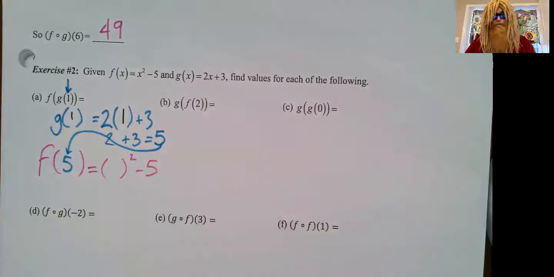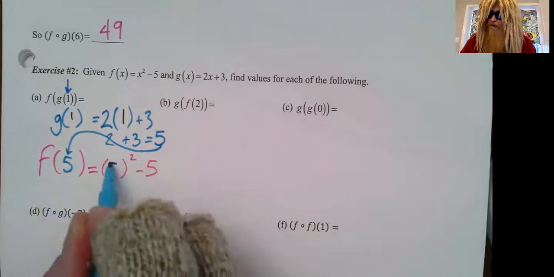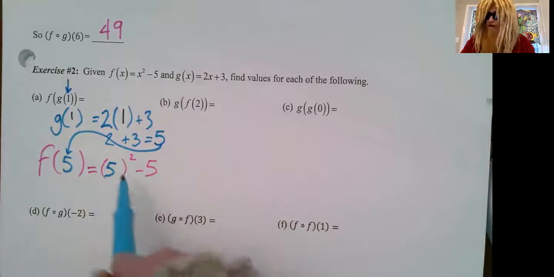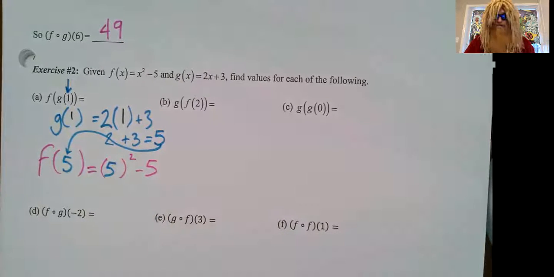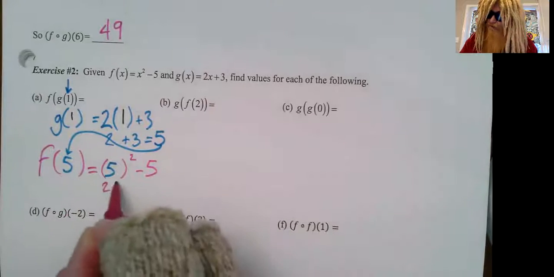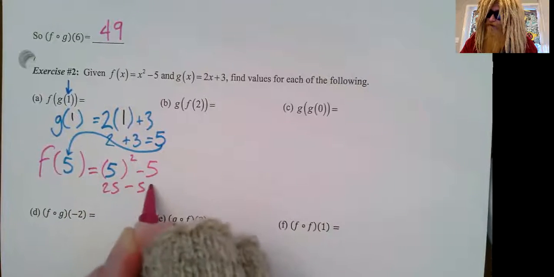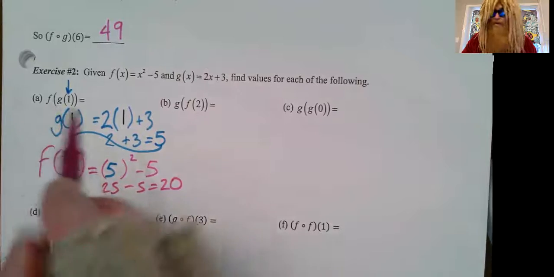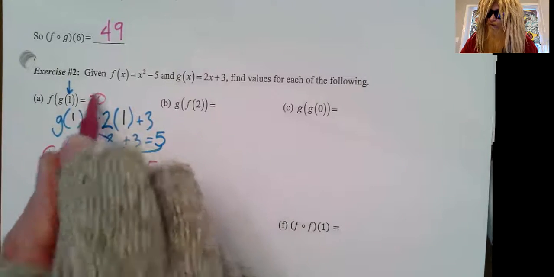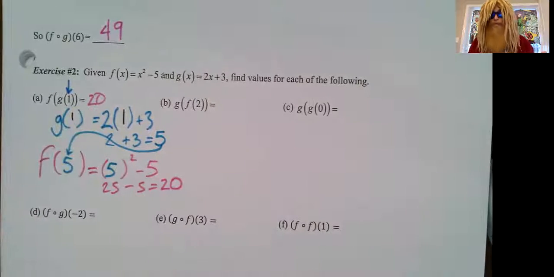And because my new input is this 5 here, I'm going to put that right here in the parentheses. Now I've got 5 squared minus 5. Okay, we have to do the exponent first. 5 squared gives us 25, and 25 minus 5 is 20. So at the end of this, f of g of 1 is going to give us an output of 20. And that kind of tells us what we're going to be looking at.